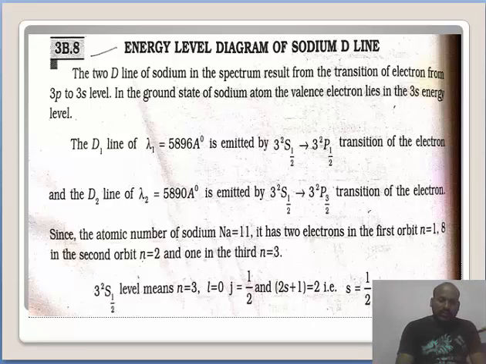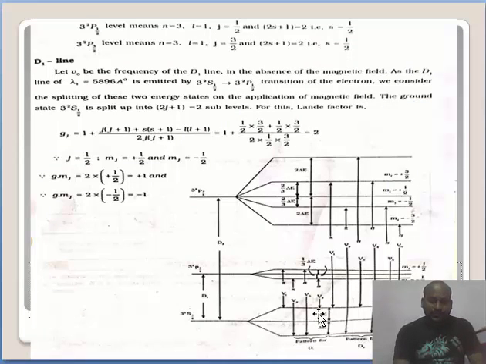In the last line you will see 3s1/2 ²S, which means n is equal to 3, L is equal to 0, and J, the total quantum number, is 1/2. The expression 2S plus 1: when you take the S value as 1/2, the 2 cancels, so 2S plus 1 is equal to 2. So the S value is 1 by 2.